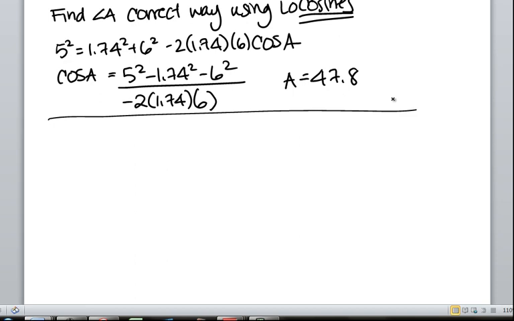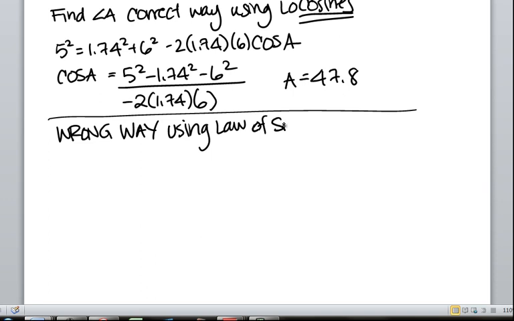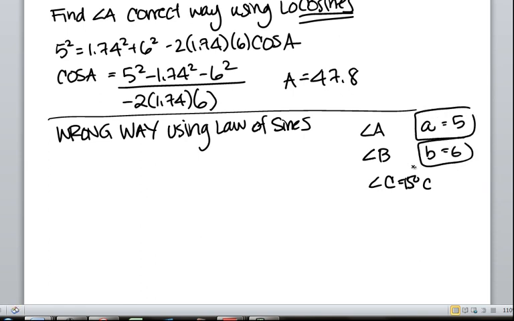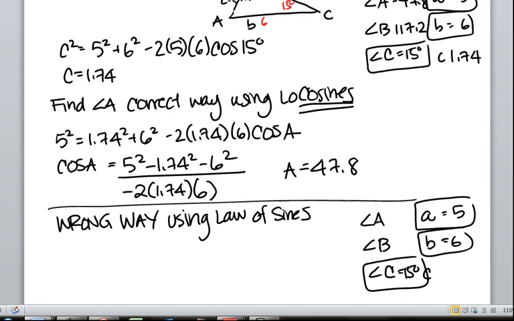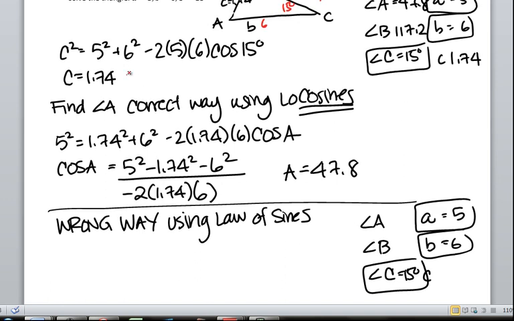Okay, with that in mind, I'm going to show you the wrong way, using the law of sines. Let me backtrack and set up what we're given first. So we have angle A, angle B, and angle C, side A, side B, and side C. And what we're given is that C is 15 degrees, and that side A is 5 and B is 6, right? So this is what we're given. And we still had to go through this first part here to find that C, which is 1.74.